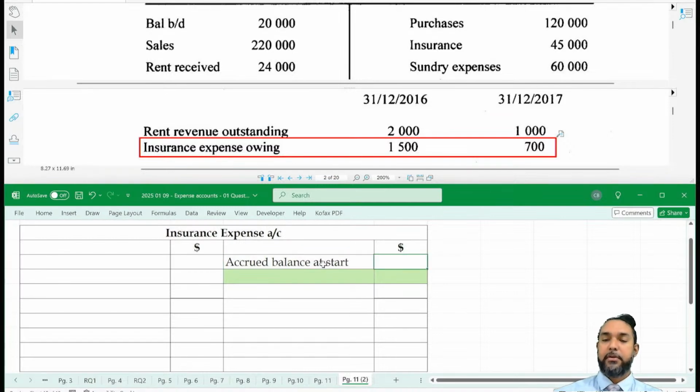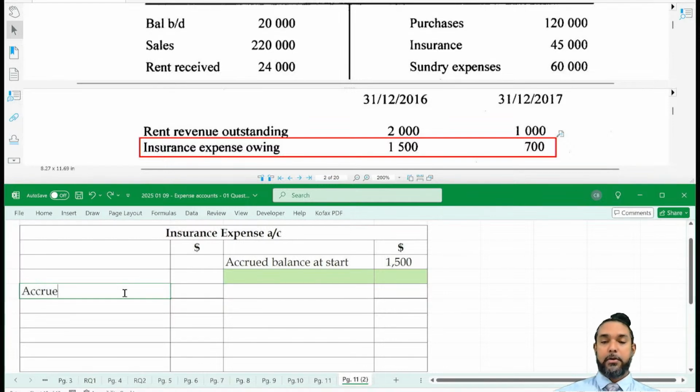right? And that's how much? 1500, right? Now we could even go straight and put in the balance at end, right? So the accrued balance at end is 700. Now we know it's going to be brought down on the credit side because it's a liability. Accrued expenses are liabilities. But before it can be brought down here, you have to account for it in the previous period. So by carrying it down, right? So if it's going to be brought down on the credit side, it has to initially be carried on from the debit side. Make sense?